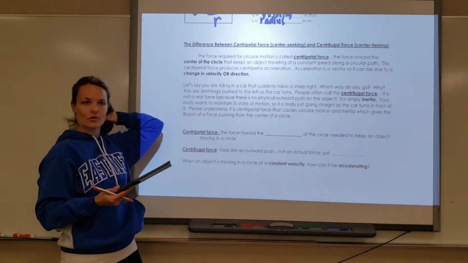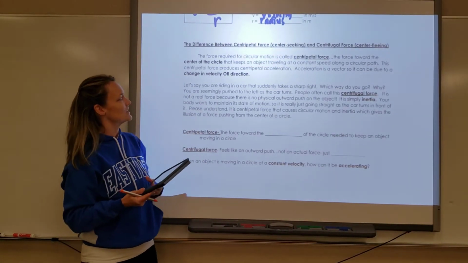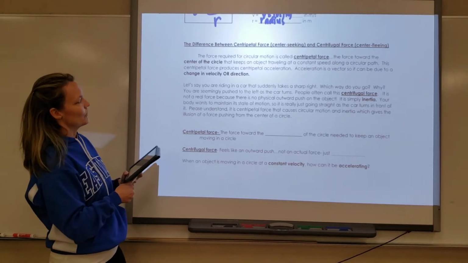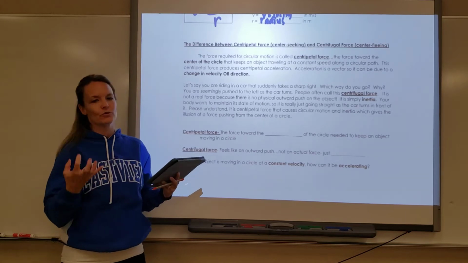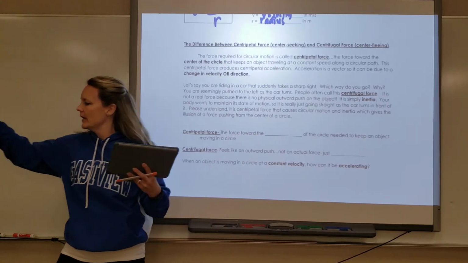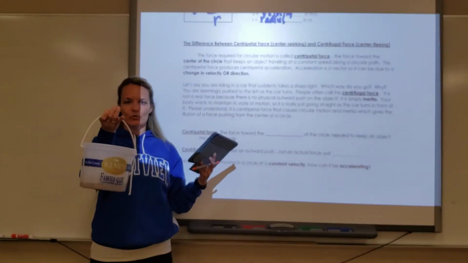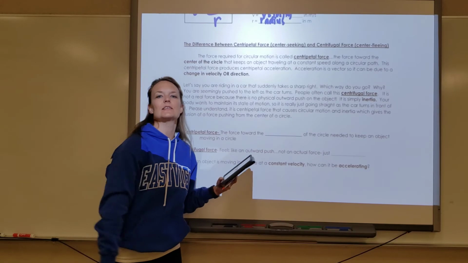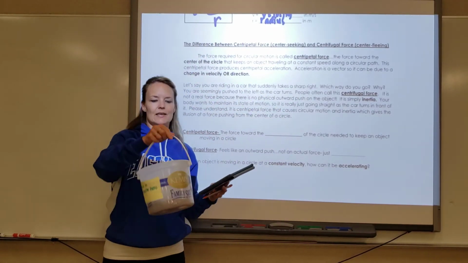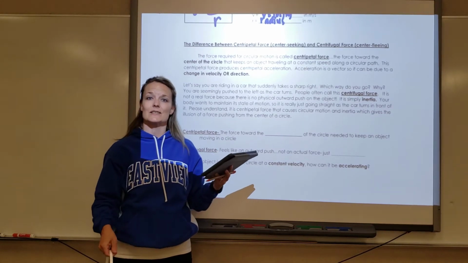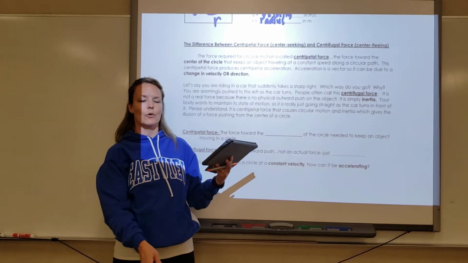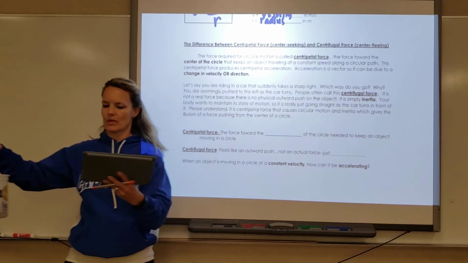All right, so the force required for circular motion is called centripetal force. We just learned the equation in order to calculate it. That is the force towards the center of the circle that keeps an object traveling at a constant speed along a circular path. This centripetal force produces the acceleration towards the center of the circle, and that can be seen. If I move this in a circle right here, that centripetal force is my arm holding onto the handle. There's a force that keeps that bucket in place so that it doesn't go flying off. If I were to let go of it, get rid of the centripetal force, it would go flying away and would not remain moving in a circle.